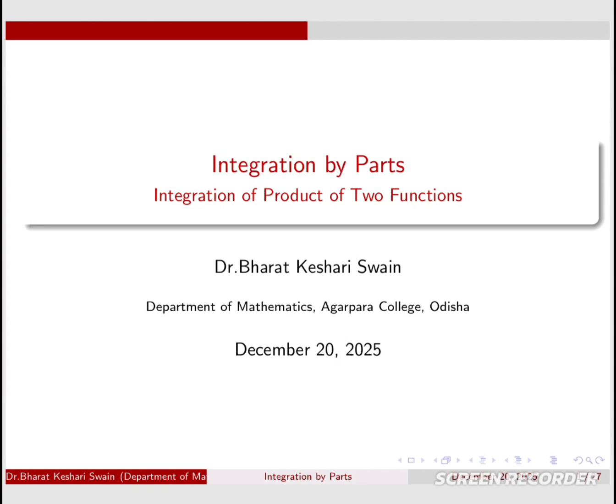In this lecture, I am going to discuss integration by parts, that is, integration of the product of two functions. I am Dr. Bharat Kesari Swai, Department of Mathematics, Agarpada College, Odisha.